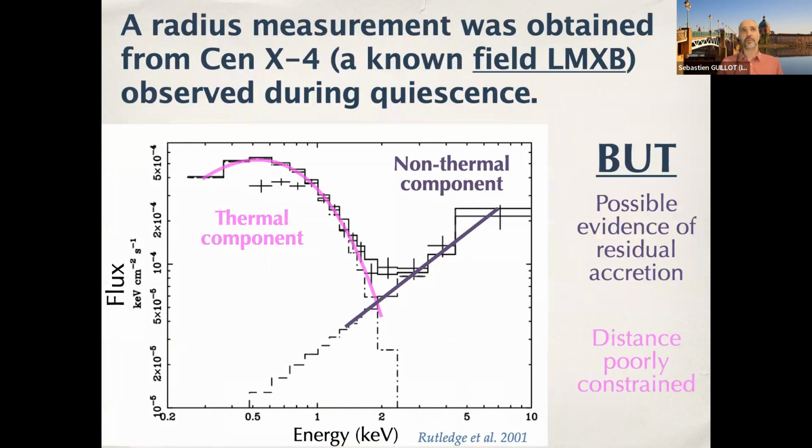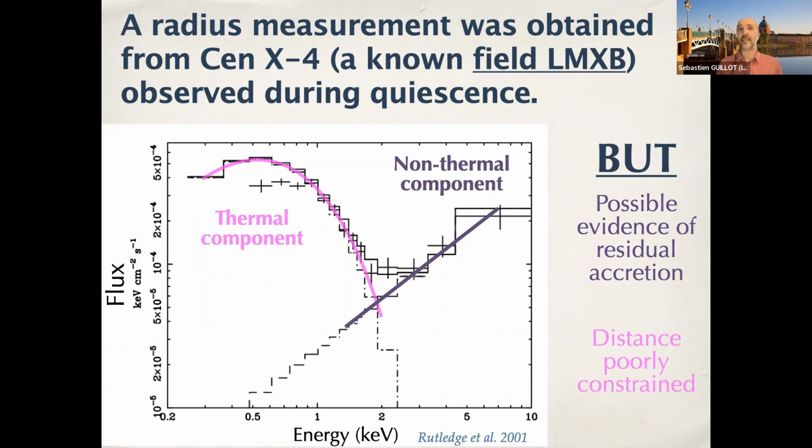The first of those objects, one of the first that was used for radius measurement, was Centaurus X-4, a known LMXB in the field of the galaxy, so a historical X-ray accreting X-ray binary, and it was observed during quiescence. And the spectrum during quiescence had a very nice thermal component. The distance was not super well constrained, but there was also a problem with that object.